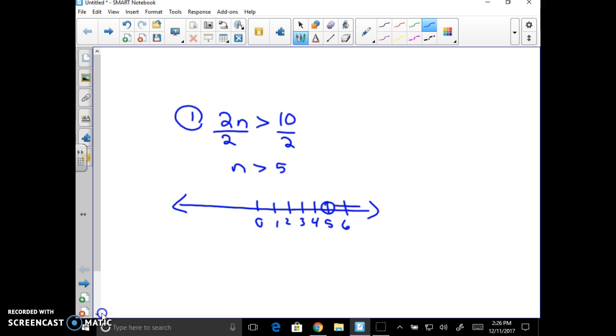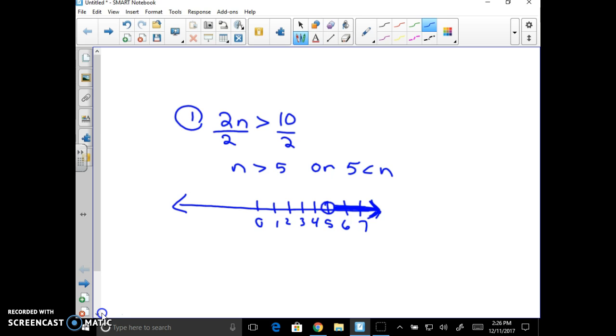Okay, and all the numbers that are greater than 5 are the solutions. So basically what I'm saying is I can take any one of these numbers that I put on that number line and substitute them in. 5 would not work because it's not greater than. Okay, don't forget, this can also be written as 5 is less than n. So both of those are true statements, so be very careful.